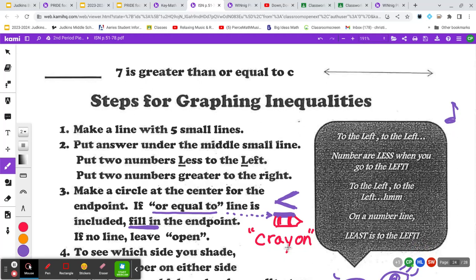Okay, let's all read the last line in number 3. It says, if no line, leave open. So that means an open circle. Everybody show me open circle on your hand. Great. Now, in the song, down, down, draw your line, open circle is 2 hands. So show me a 2-handed open circle.